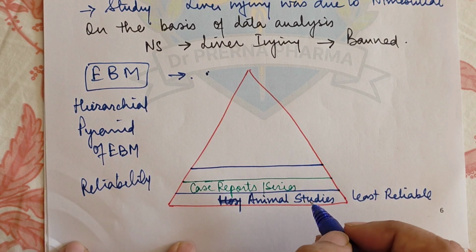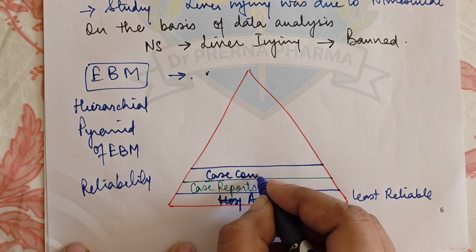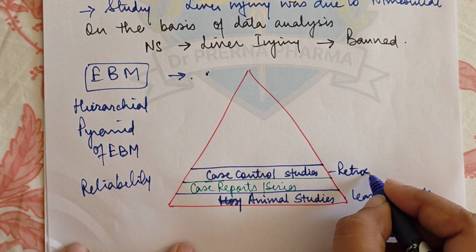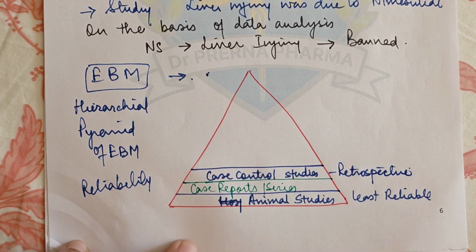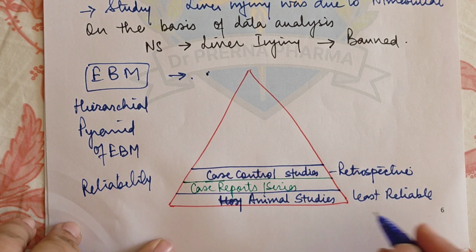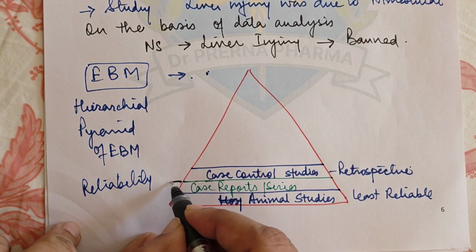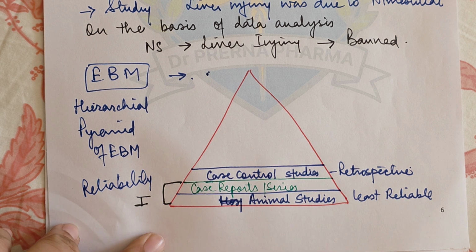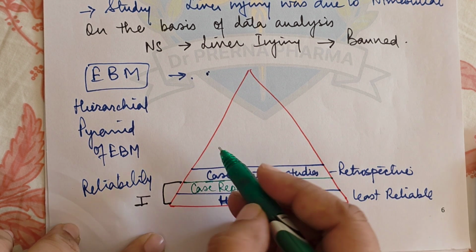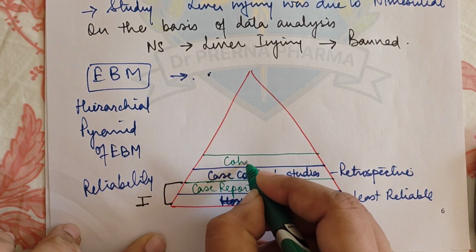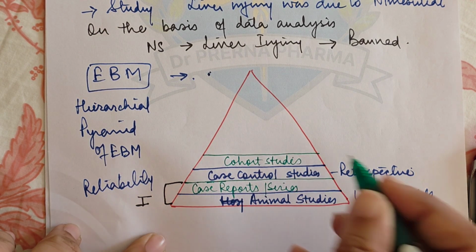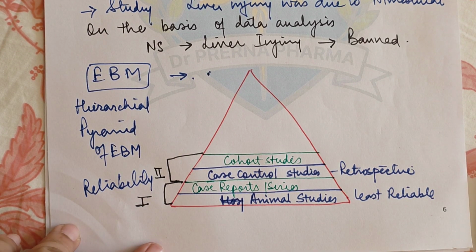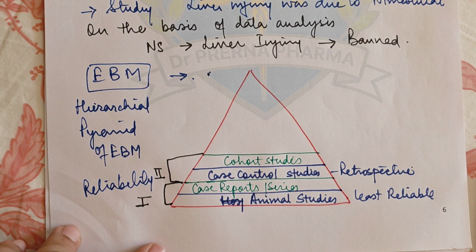The third that we have is case control studies, which is usually retrospective from the hospital registries, right? Now this is what we call as less reliable. I'll say this is given as level 1. Then case control studies, and we also have cohort studies. Now these two, they come in level 2 of reliability. Cohort studies, case control studies are level 2.